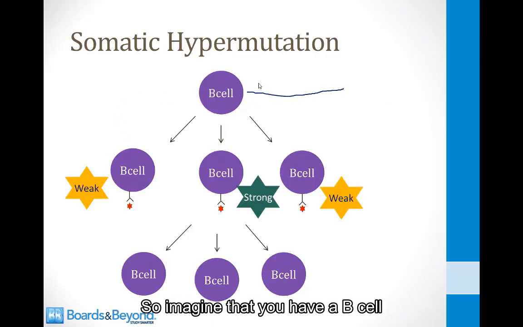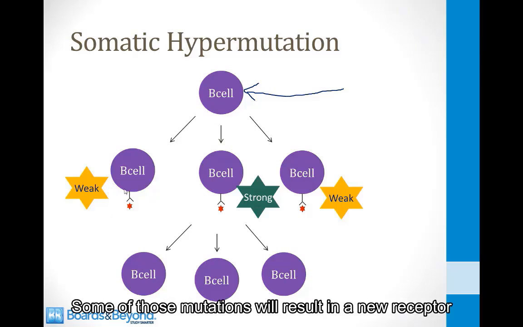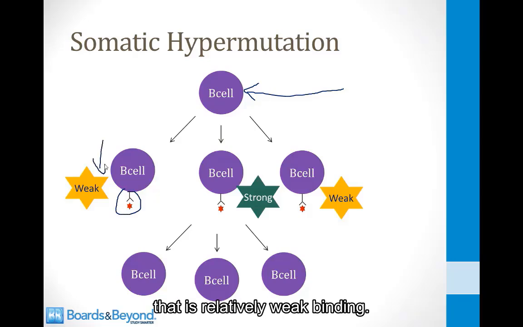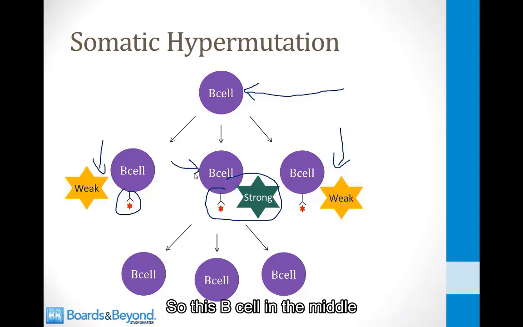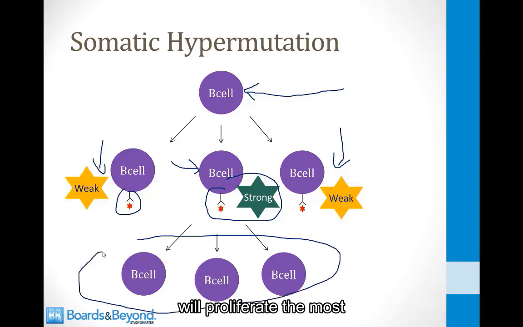So imagine that you have a B cell and it is proliferating during an infection. It will have small mutations occur in those V, D, and J genes. Some of those mutations will result in a new receptor that is relatively weak binding. Others will also result in a mutation that is relatively weak binding. But some of those mutations will result in a slightly different receptor that has stronger binding. The stronger the binding, the more proliferation you get. So this B cell in the middle with the strongest binding will proliferate the most, and then the process will repeat itself. So as a result of somatic hypermutation, as the B cell proliferates during infection, you get stronger and stronger binding of the B cell receptor and the antibodies.